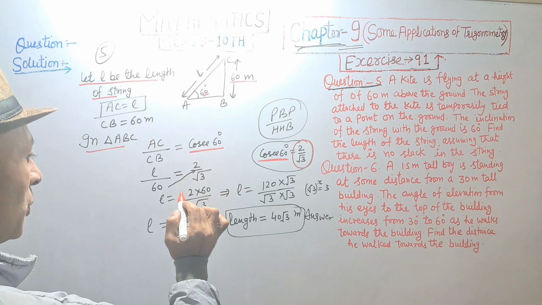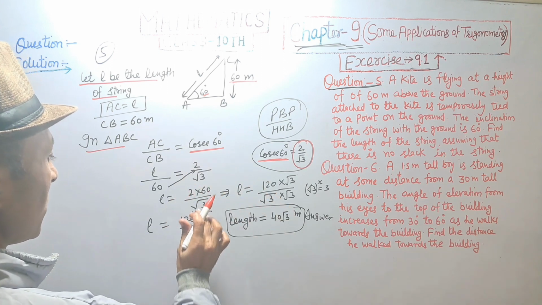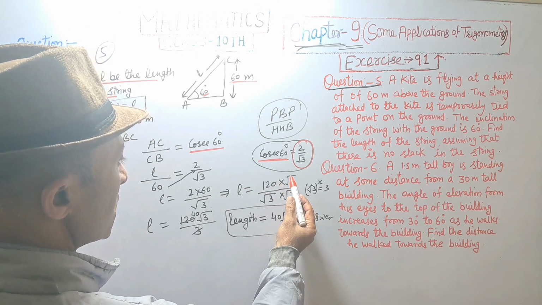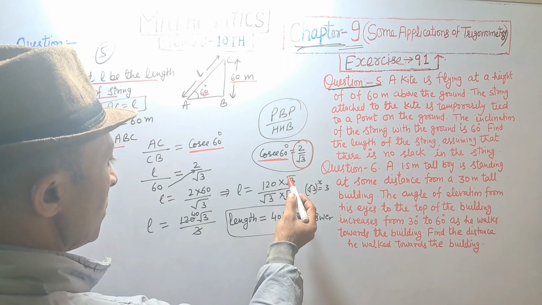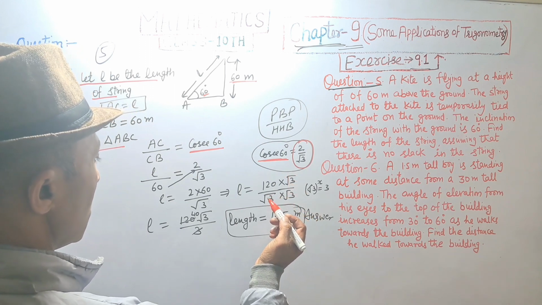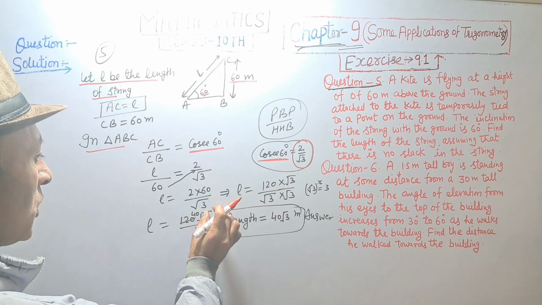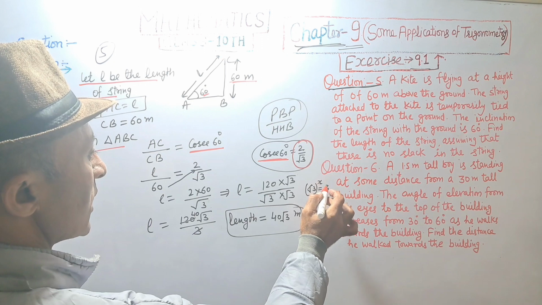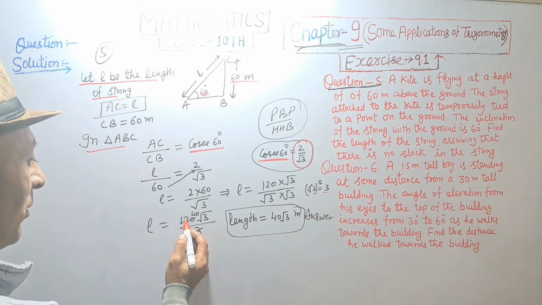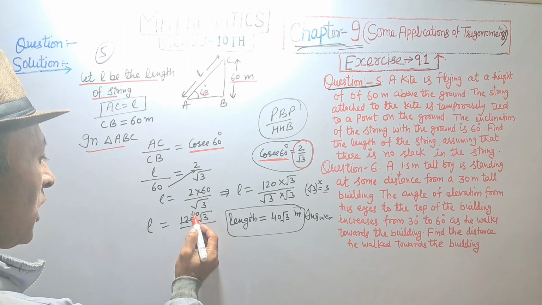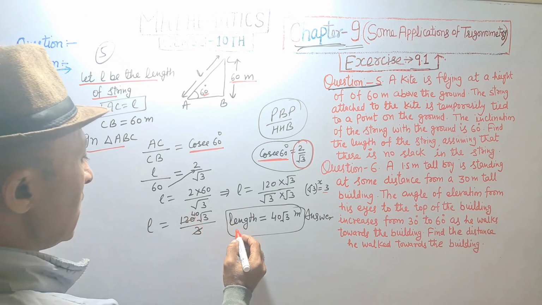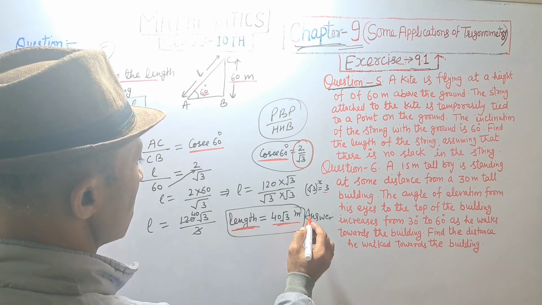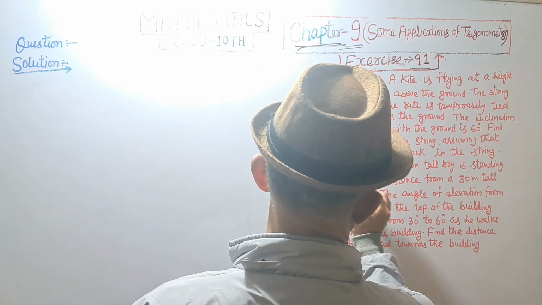60 multiplying by 2, 60 times 2 is 120, and divide by root 3. We are rationalizing, multiplying root 3 and dividing root 3, numerator and denominator both. We get 120 root 3 upon root 3 into root 3 square, the square root is cancelled, we get 3. And we divide 120 by 3, 40 threes are 120, and the length of string is equal to 40 root 3 meters. Answer.